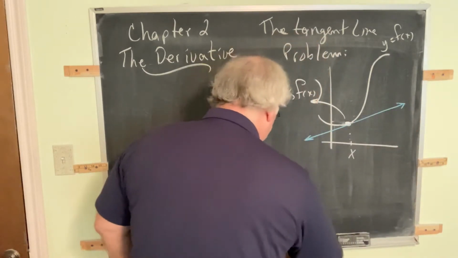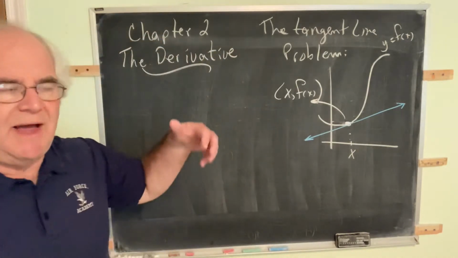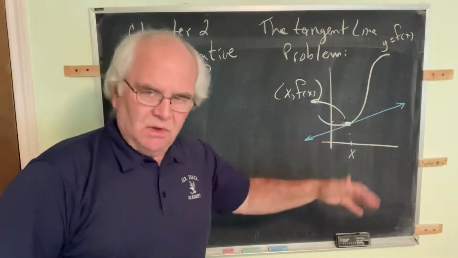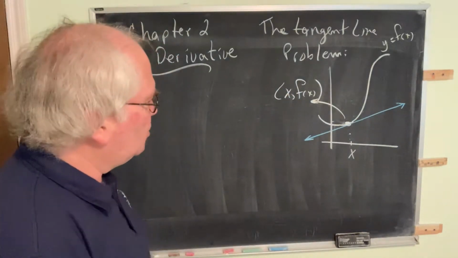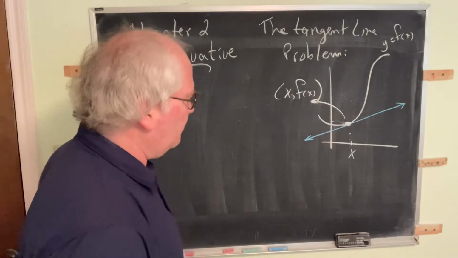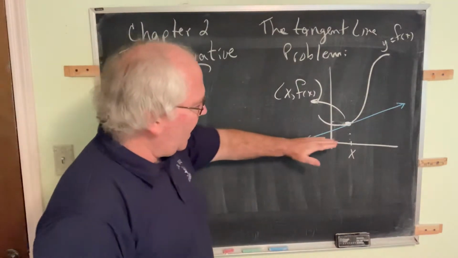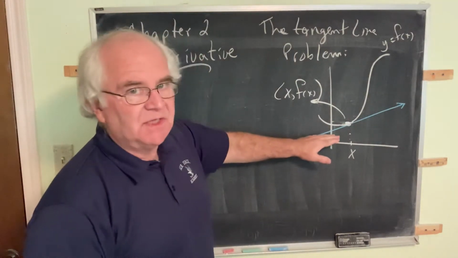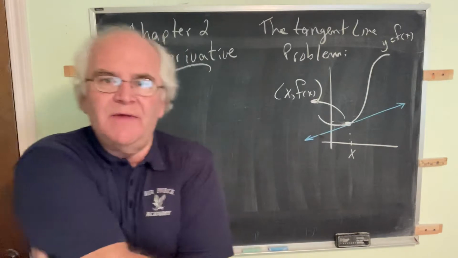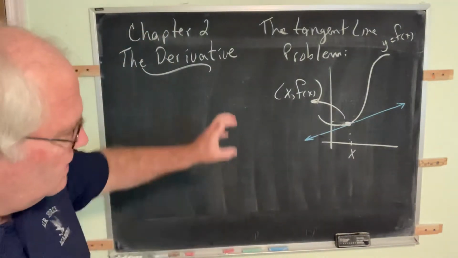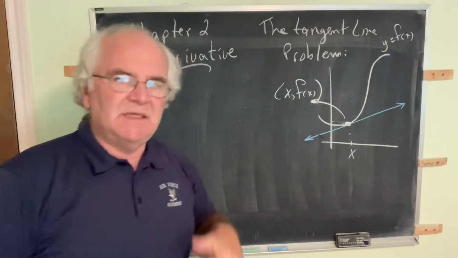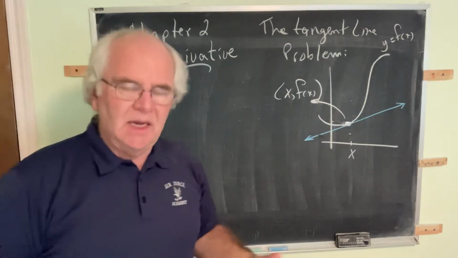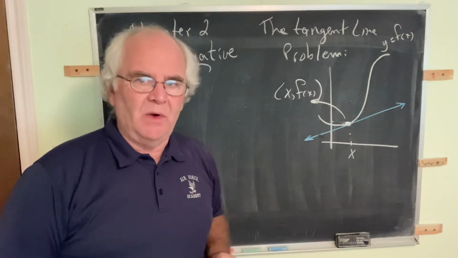Now, there are some restrictions to how this argument can work, and we'll talk about those as we go along. But this is the basic idea, the structure of the thought process we're going to be going through. Our task is to find the equation of this tangent line. And you'll be asked to do that several times. Given a function and given a point on the curve, you'll be asked to find the equation of the line tangent to the curve at that point.